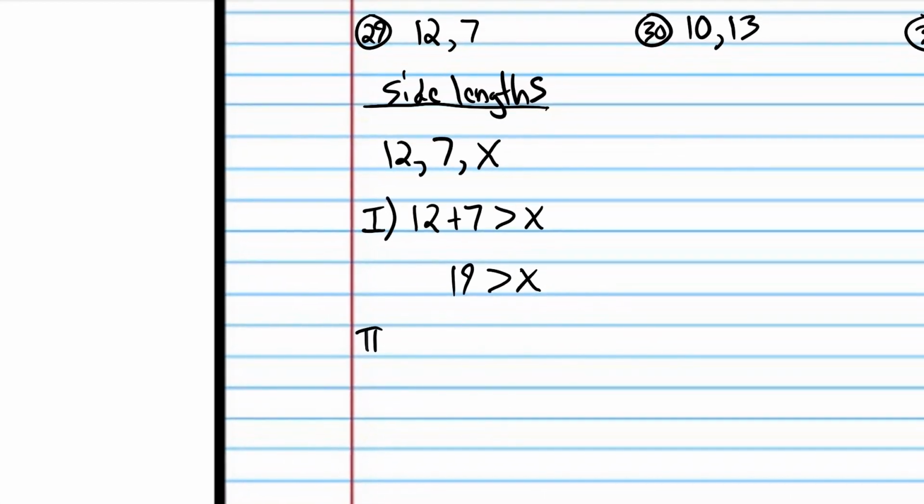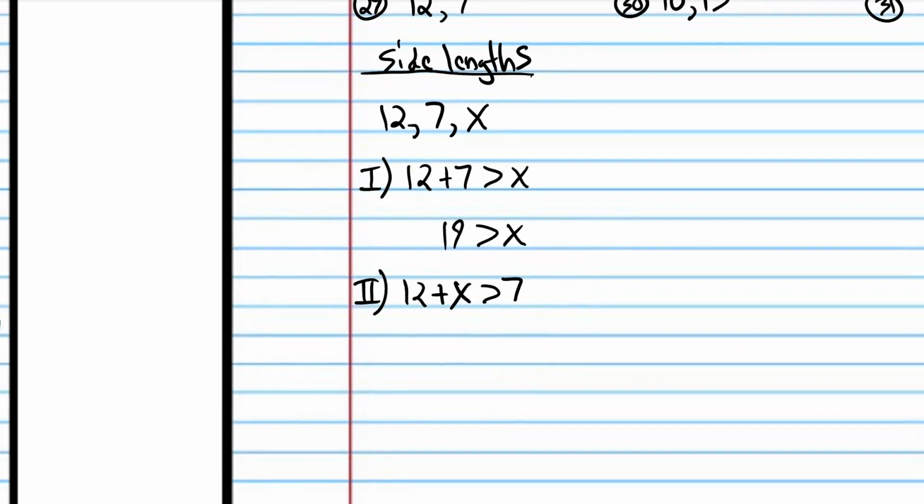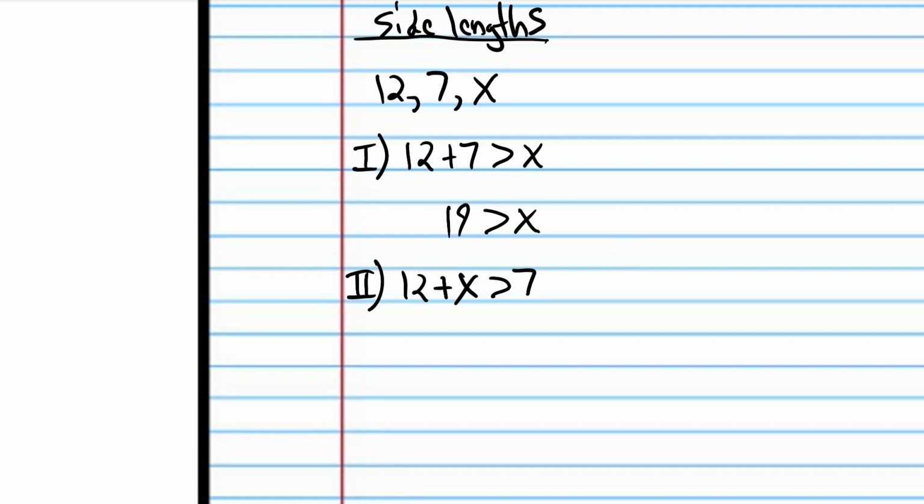So now we're going to go to a third inequality to find some more information. Let's take 12 and x. If you add those two numbers, that sum must be greater than 7. This is the reason we did a review on inequalities, because we have to solve this inequality. If you subtract 12 from both sides, we get x is greater than -5.